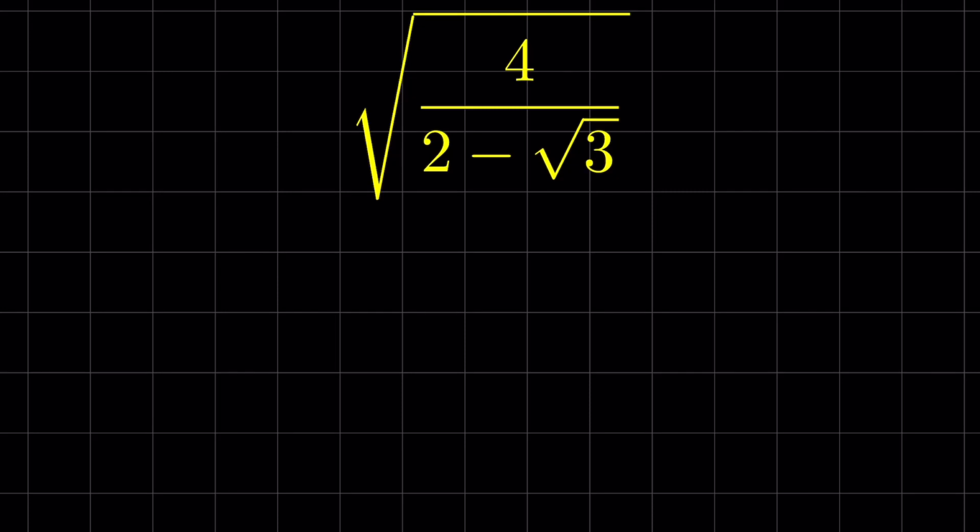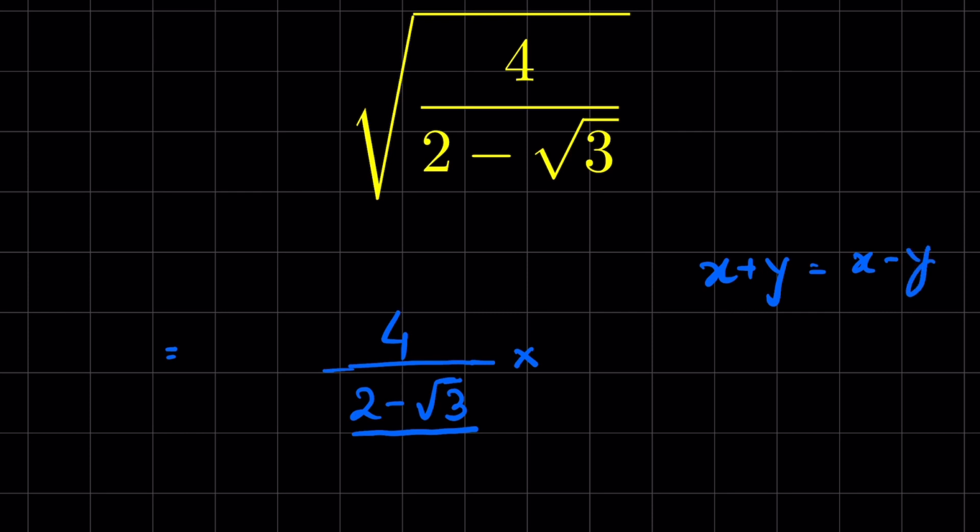4 upon 2 minus square root of 3, under square root. Solve it. So first let's rationalize the denominator. So 4 upon 2 minus square root of 3. To rationalize it, we multiply and divide it by the conjugate of 2 minus square root of 3. Conjugate of x plus y is x minus y.